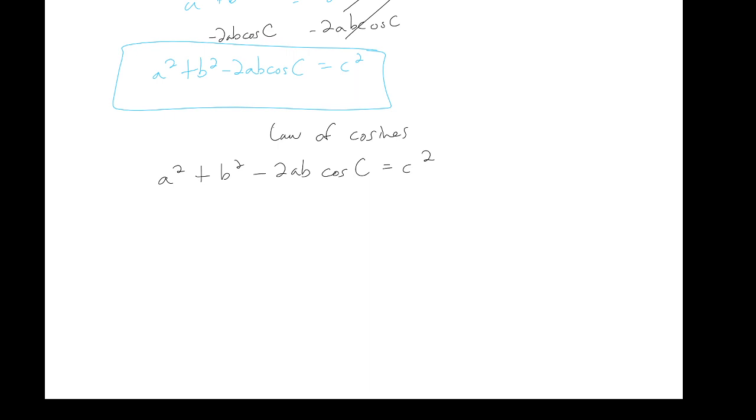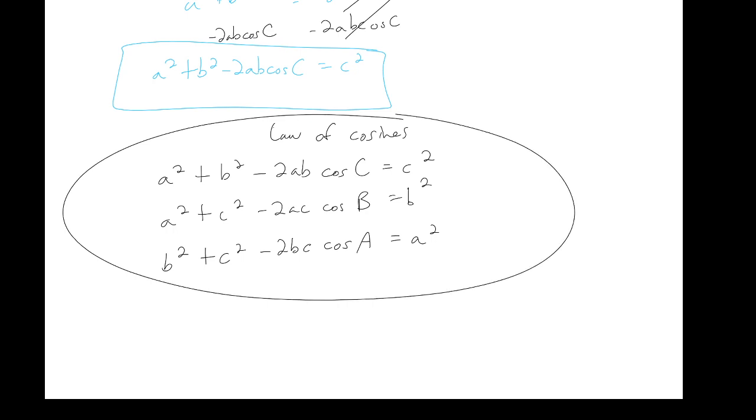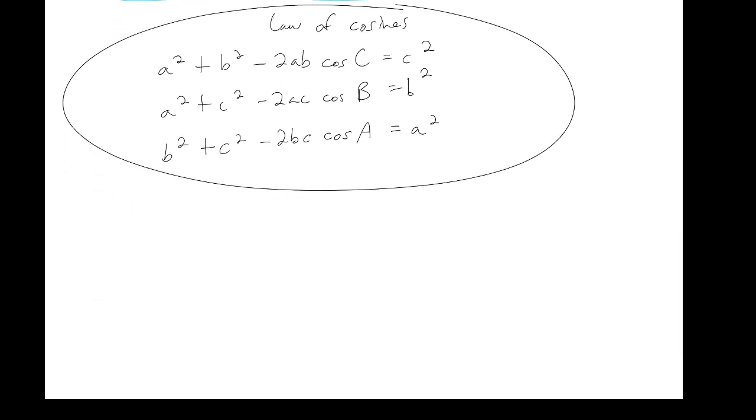I could take b squared, which is going to be a squared plus c squared minus 2ac times the cosine of capital B, and that'll give us b squared. And then thinking about, last but not least, how do we do the other one? Well, we'll take b squared plus c squared minus 2bc times the cosine of A is equal to a squared. And you probably see a pattern of how to achieve those, okay?